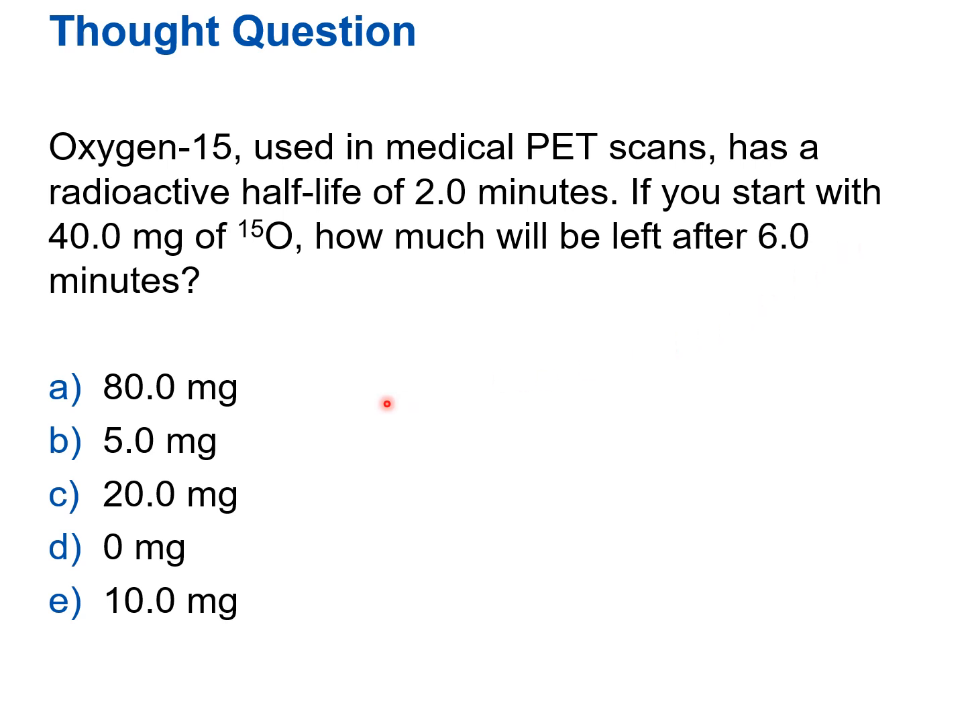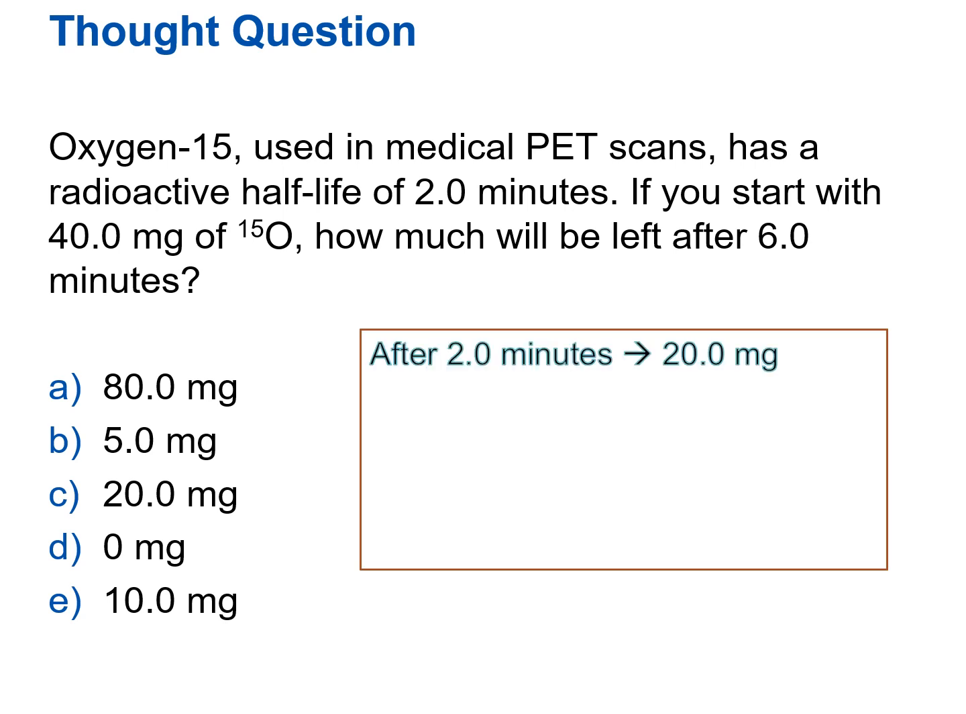Now, as we look at these possibilities, there's one that you can immediately get rid of. Immediately get rid of option A, 80 milligrams, because that would be an increase in the oxygen-15. It's not going to increase, it's only going to decrease. So we can get rid of option A, clearly not the right answer. But let's think about how to work through this.